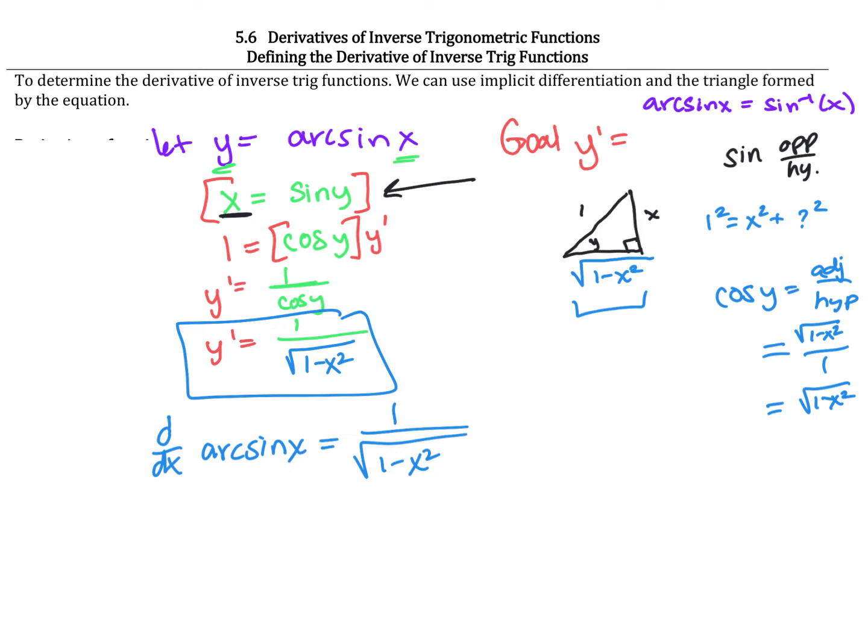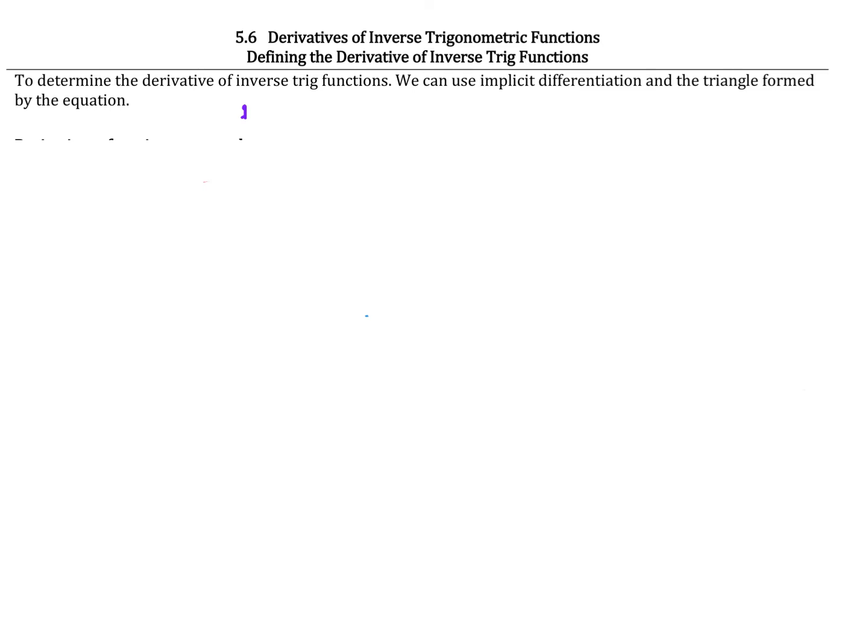So proving all 6 of them just feels a little bit redundant. Even proving 2 of them might feel redundant. But let's just do one more for good measure. We're going to do the derivative of arctangent. So we're going to start the same way. Let's let y equal arctangent of x.